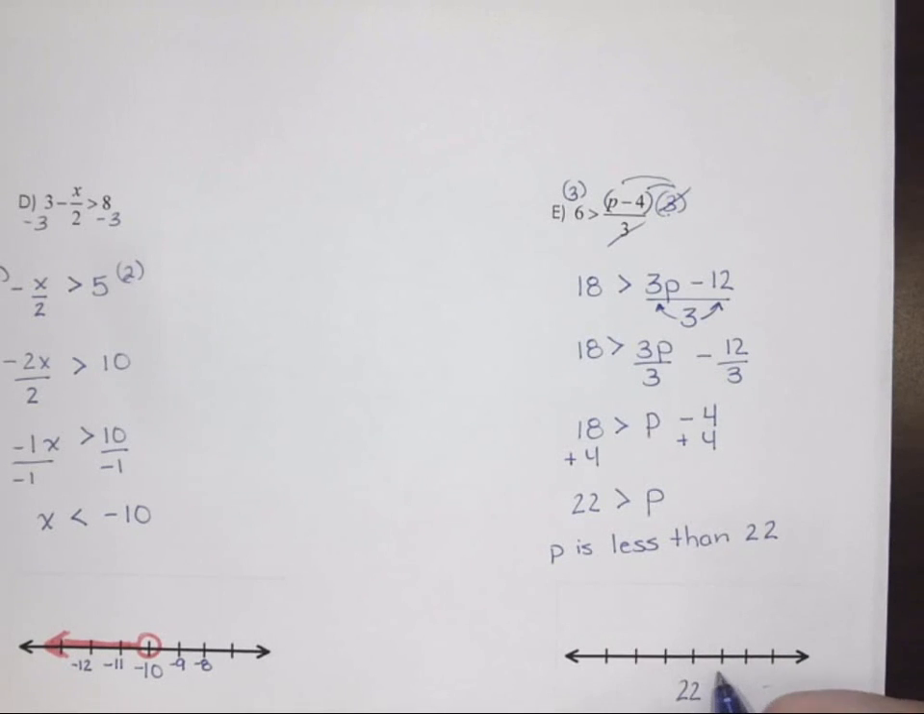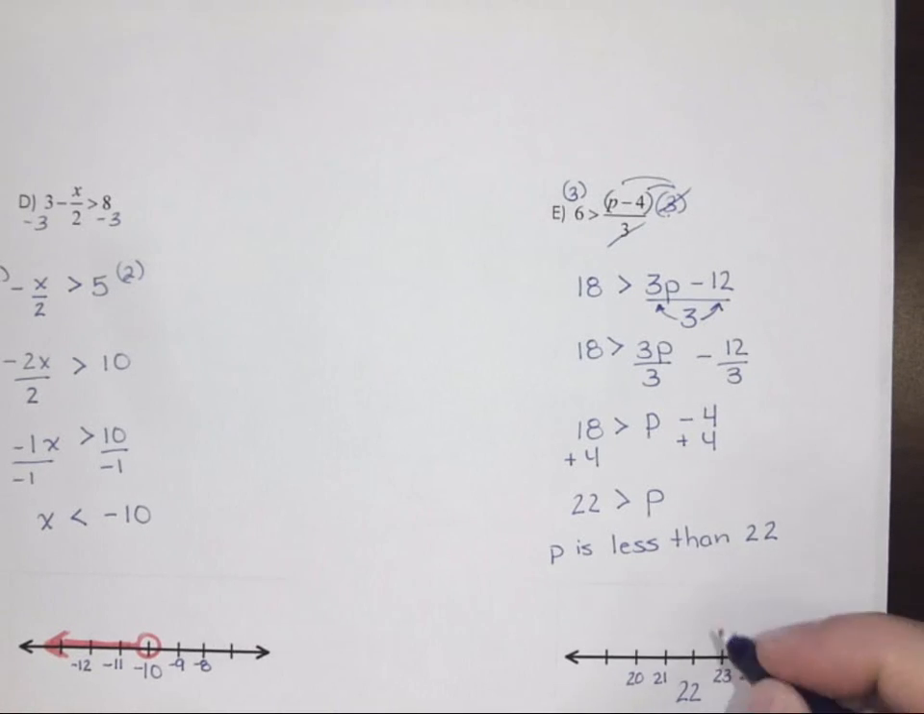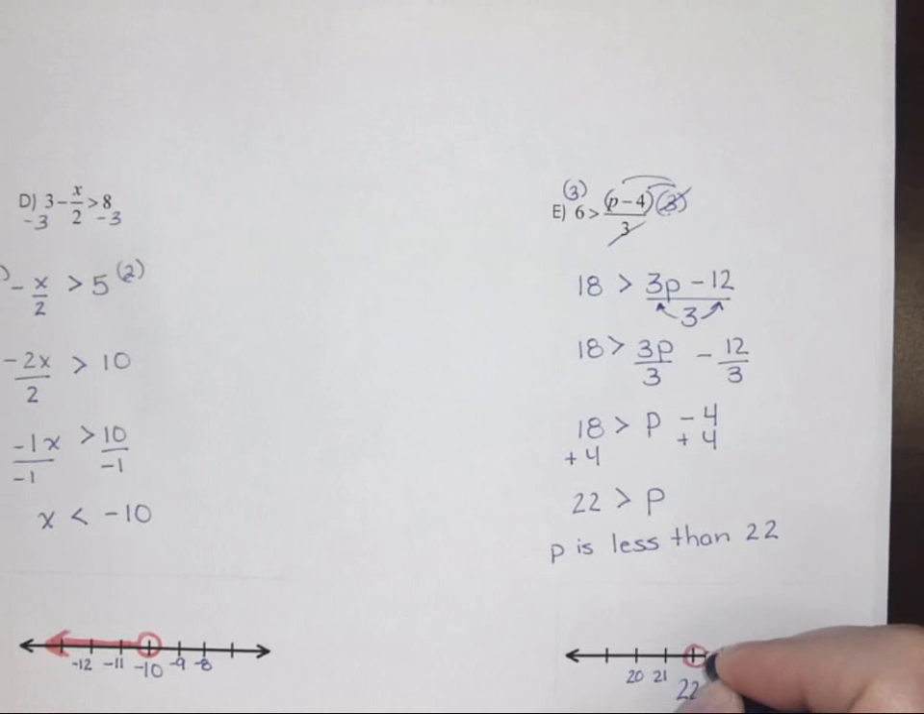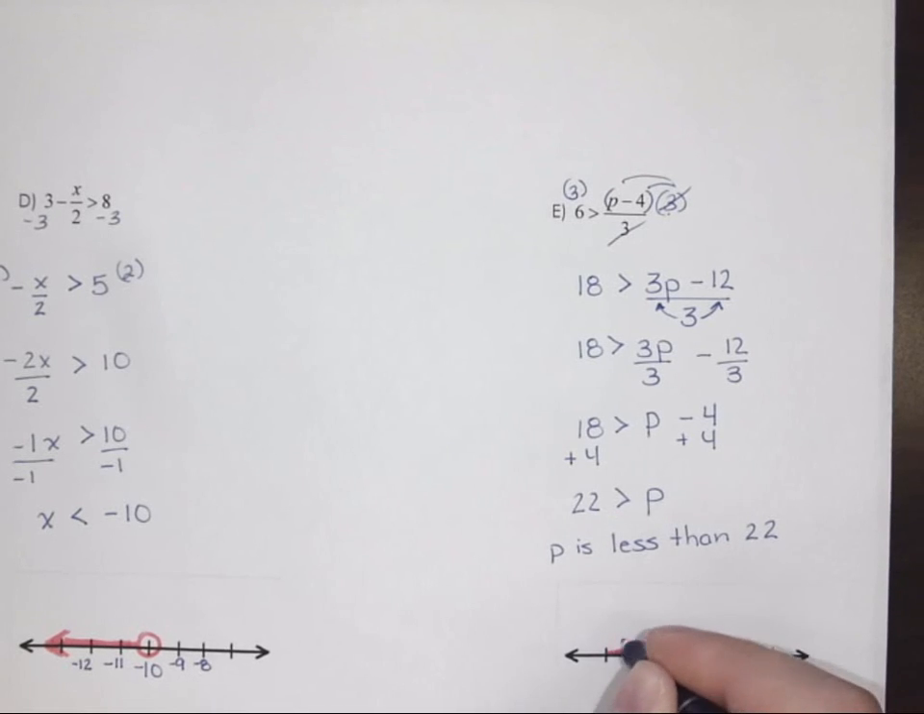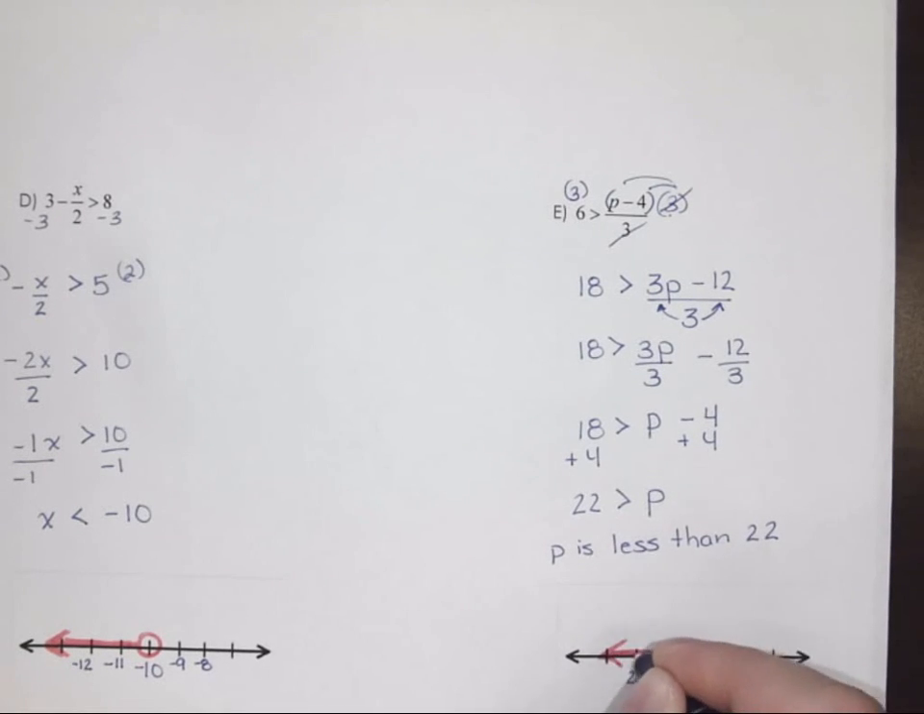So I'm going to put 22, bigger numbers are 23 and 24, smaller numbers are 21 and 20. Is 22 going to have an open or closed circle? It's going to have open, because there's no equal to sign there, and p has to be less than 22. So my arrow is going to point at the numbers that are less than 22. And that, ladies and gentlemen, is the last lesson of your linear equations unit.